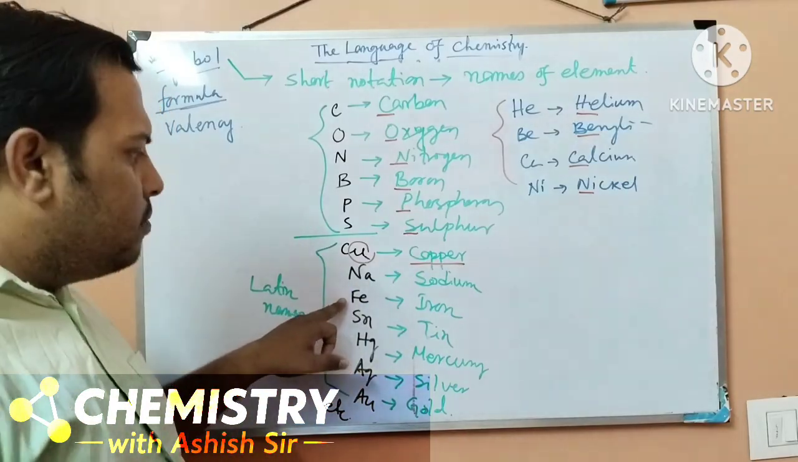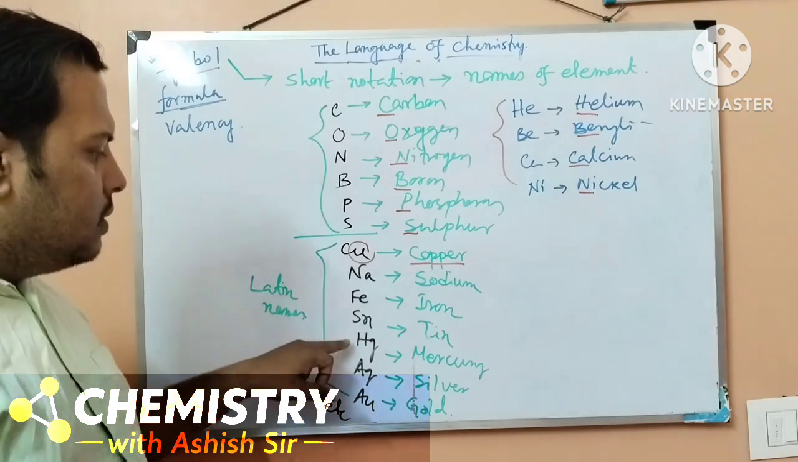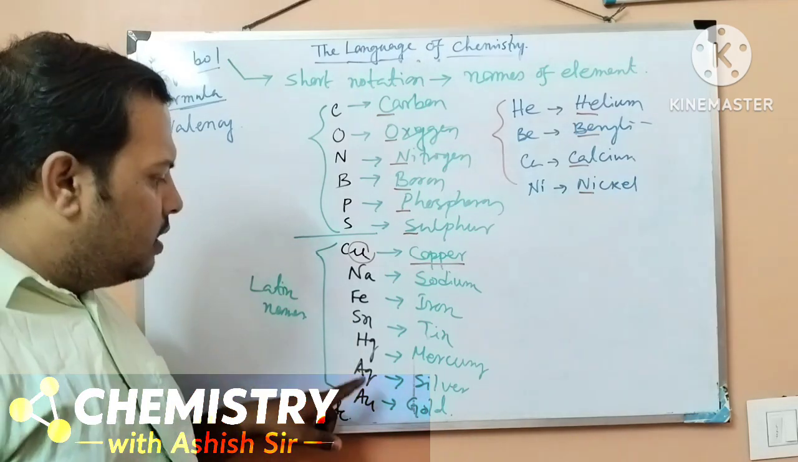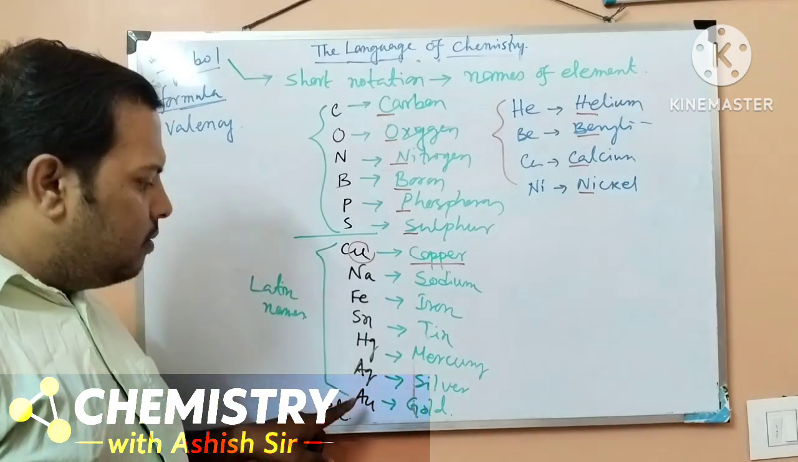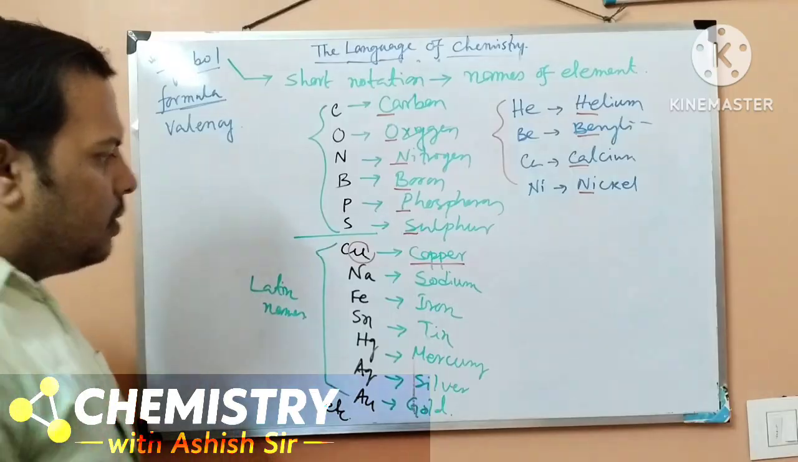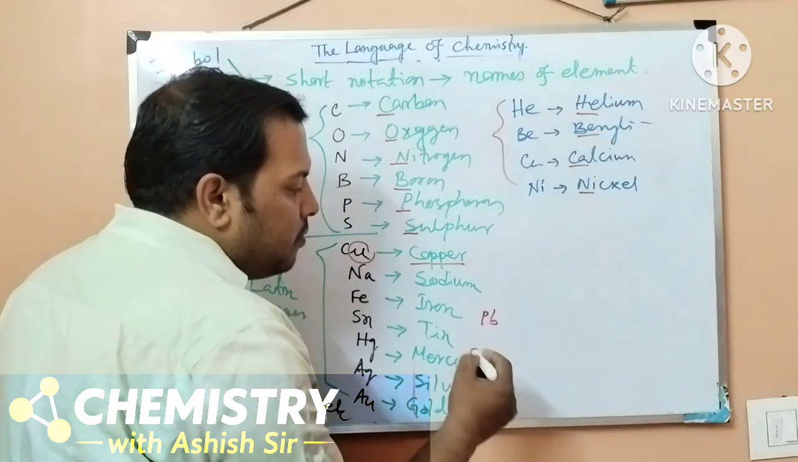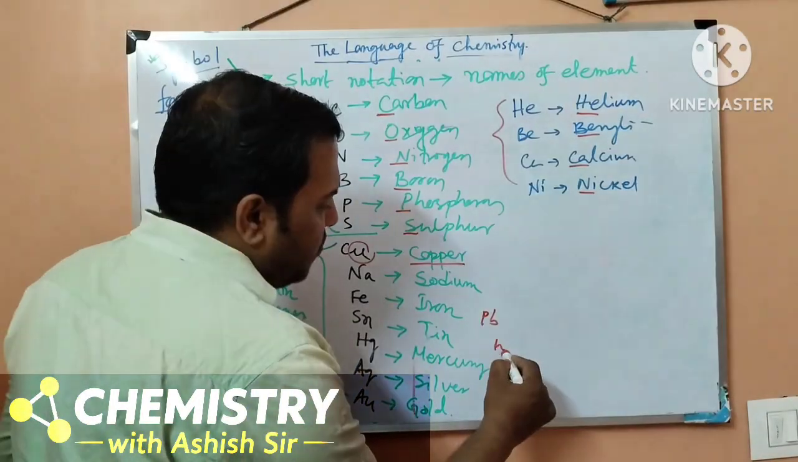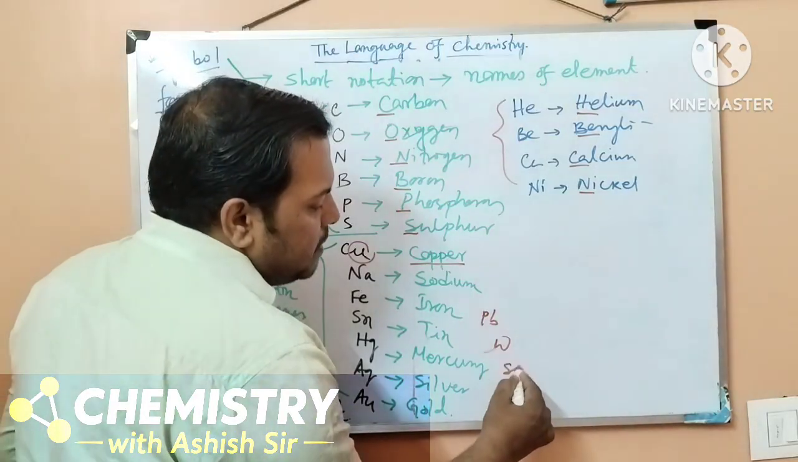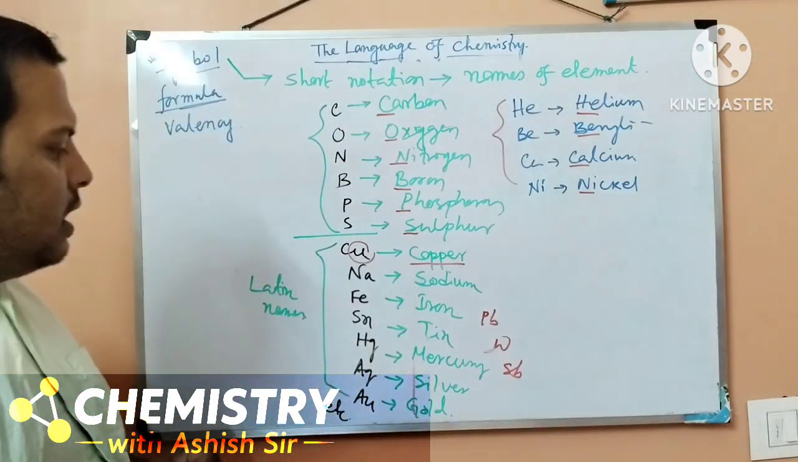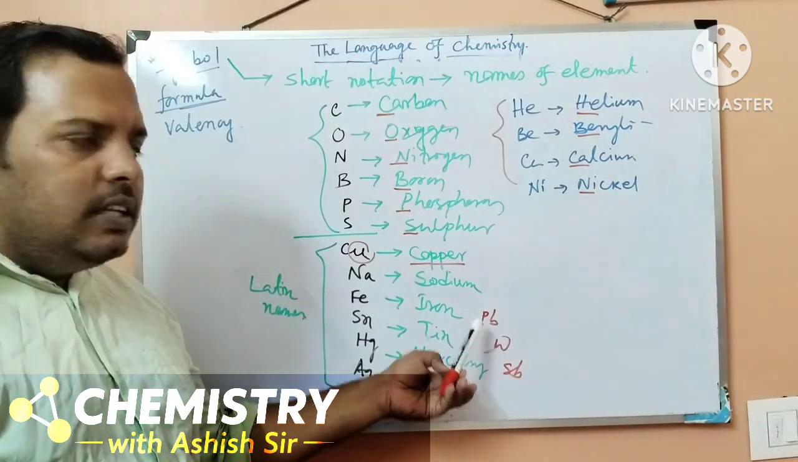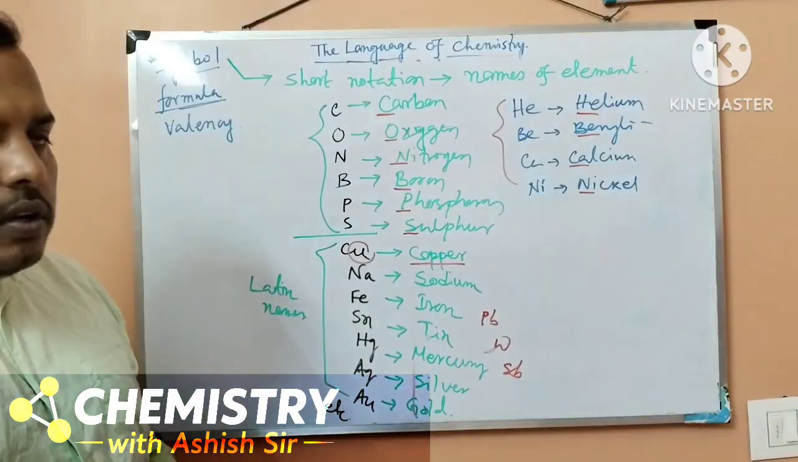Fe is iron, ferrum. Tin, stannum. Hg, hydrargyrum. Ag, argentum. Au, aurum. Pb, plumbum. W, wolfram. Sb, stibium, etc. Sb is antimony, W is tungsten, Pb is lead, and so on.